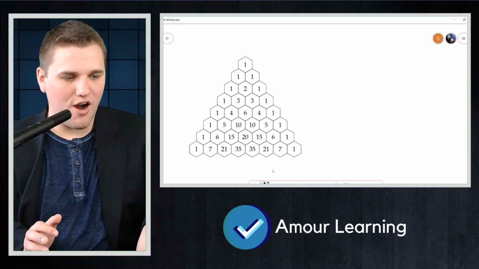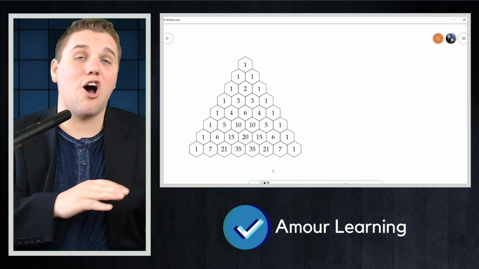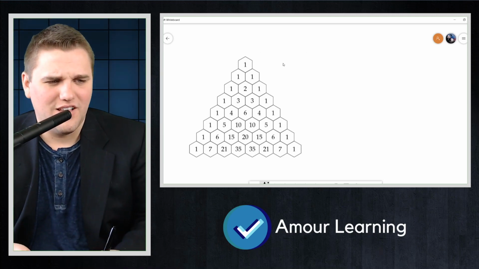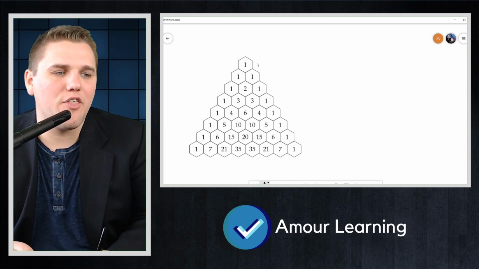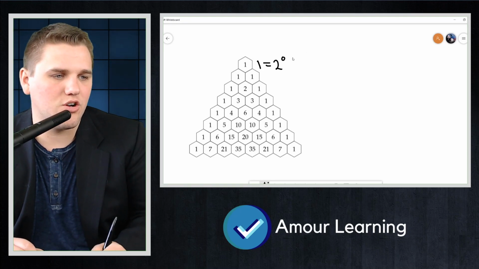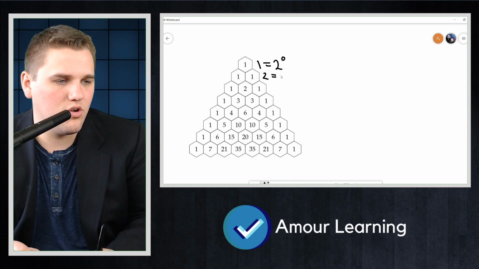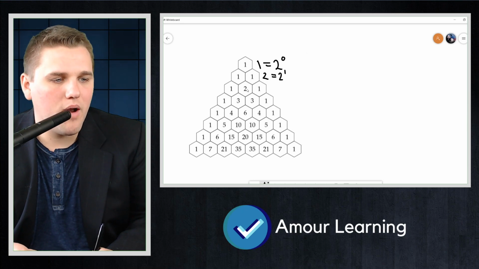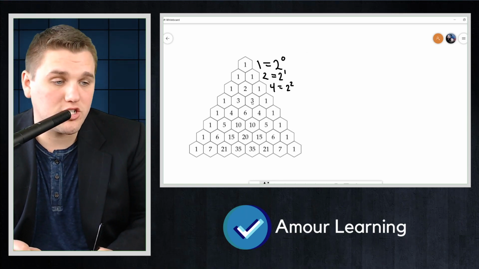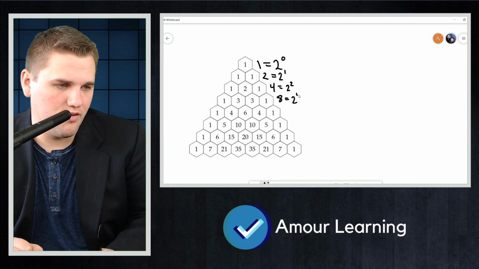And then number 4, and this one's a little bit more complicated. The sum of all the entries on any given row is a power of 2. Let's check this one. If we add up all the numbers on this row, we get 1, which is 2 to the 0th power. If we add up all the entries on this row, it's 2, which is 2 to the 1st power. 1 plus 2 plus 1 is 4, which is 2 squared. 1 plus 3 plus 3 plus 1 is 8, which is 2 to the 3rd.